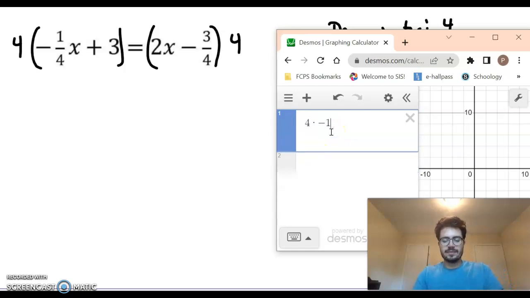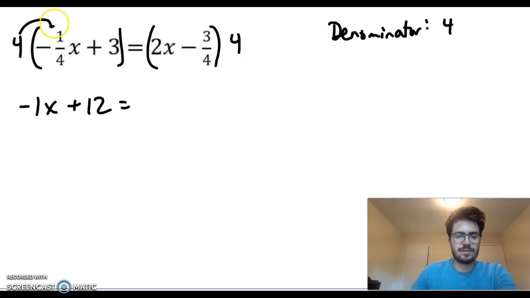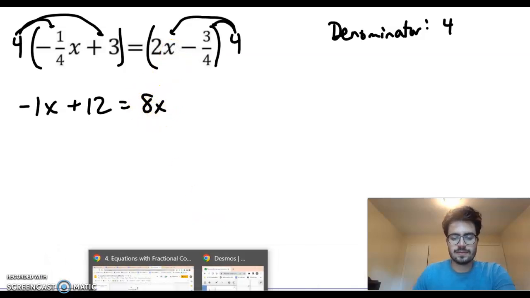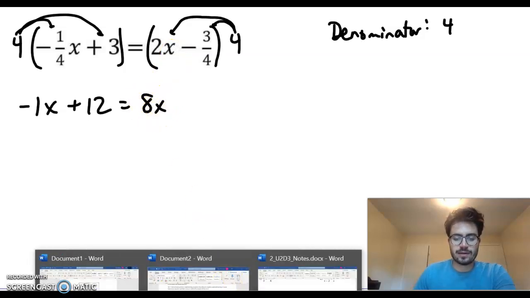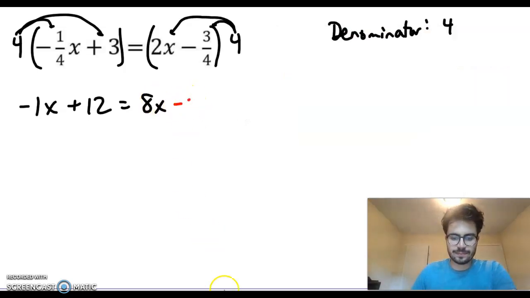So I have 4 times negative 1/4. It's going to give me negative 1x. 4 times 3 is 12. So again I'm distributing. Then I need to distribute the 4 here. 4 times 2x is 8x. And then if you want to check with a calculator again, we have negative 3/4 times 4. That's negative 3.